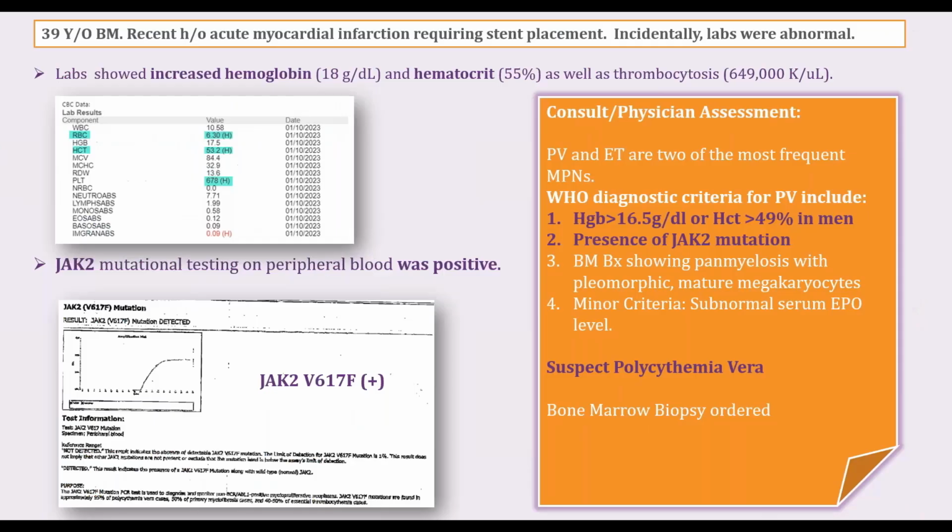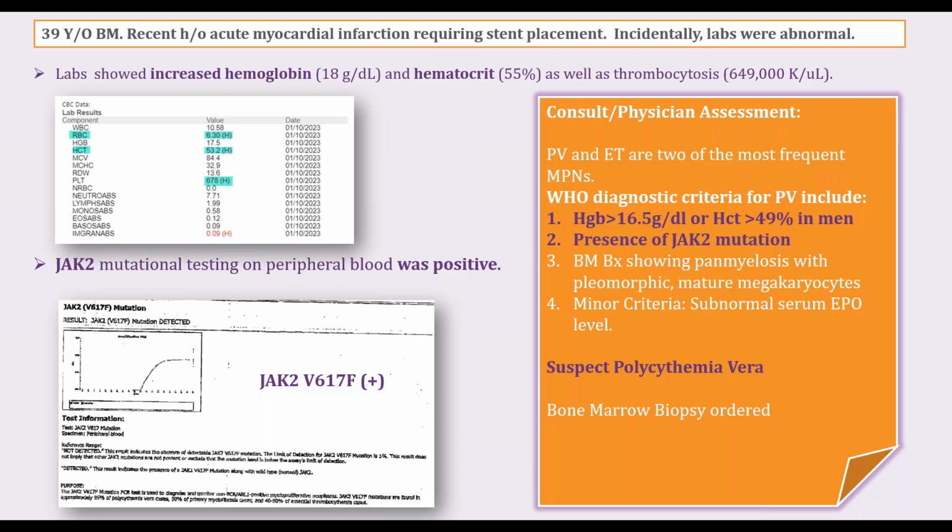So let's take a look here at what a PV case might look like. So this is a 39-year-old Black male, recent history of acute myocardial infarction requiring stent placement. The labs were abnormal with red blood cell, crit, and platelets all high. They did genetic testing, and he did in fact have the JAK2 V617F mutation. The patient's physician says that PV and ET are two of the most frequent MPNs. He goes on to list the WHO diagnostic criteria for PV.